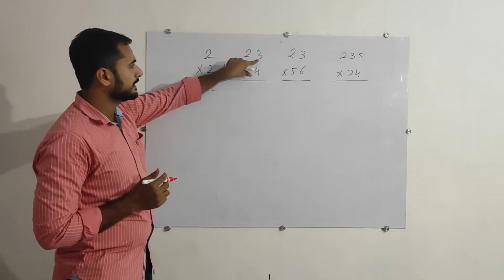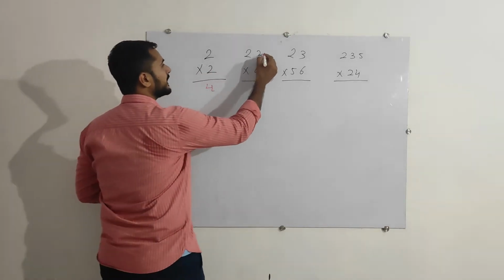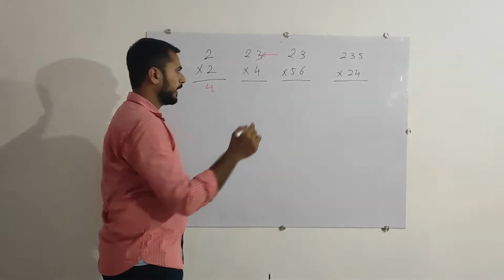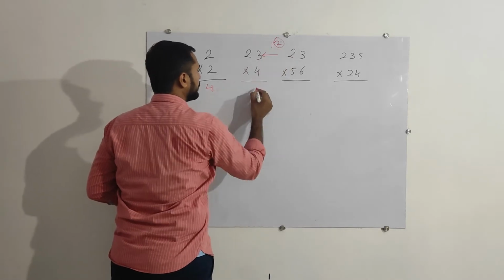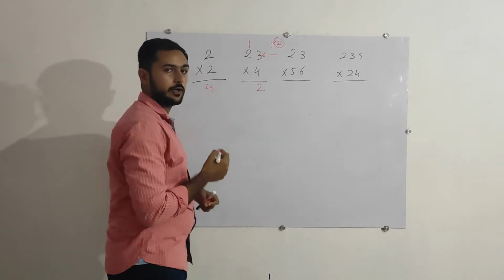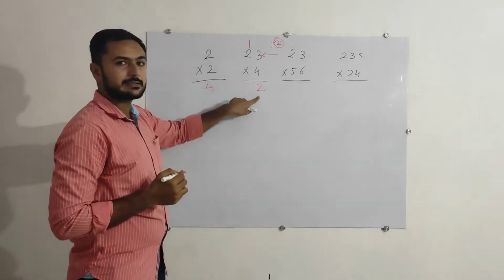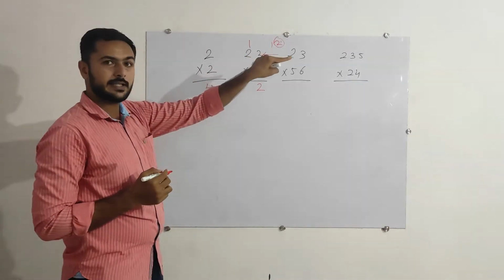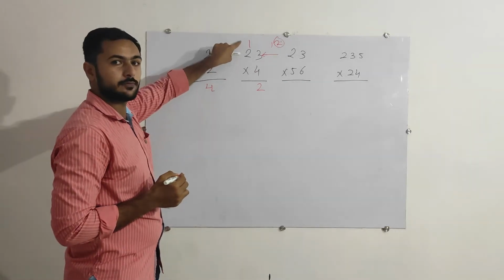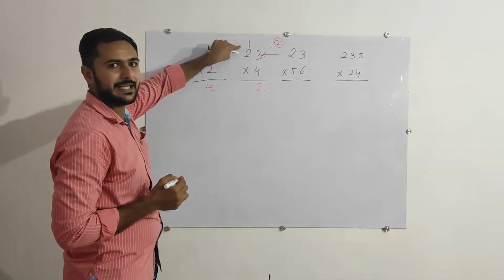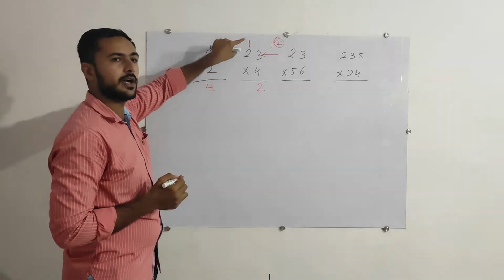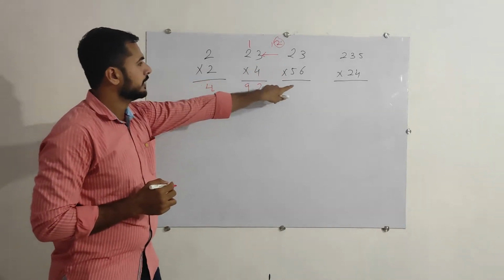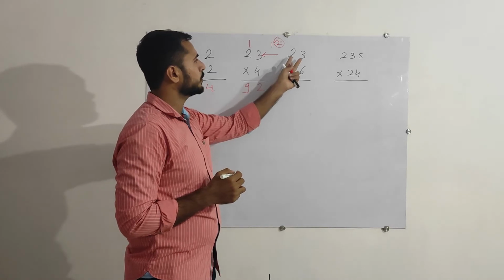We will start like this, from the right side. 4 3s are 12. So from 12 I will put 2 here and 1 will be the carry. Unit place number will be the answer for that, and 1 will be the carry for the next number. Now 4 2s are 8 plus 1, because we will add the carry. So 4 2s are 8 and 1, that is 9. Answer is 92.